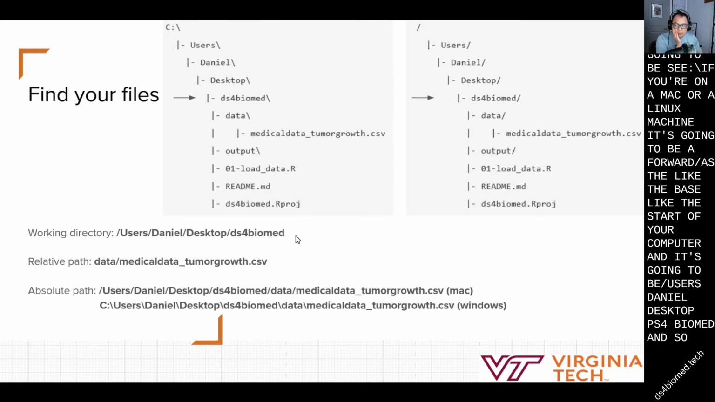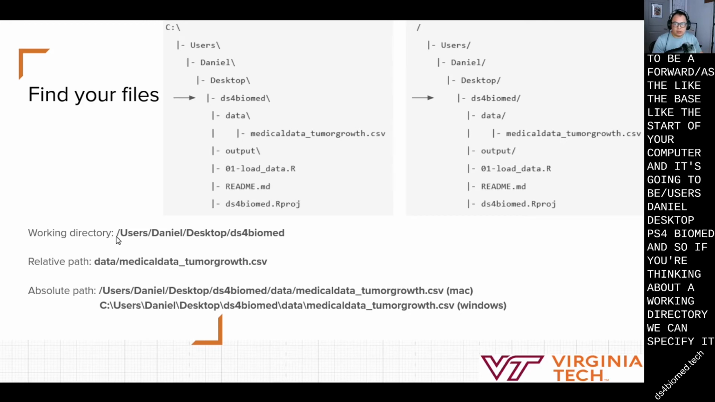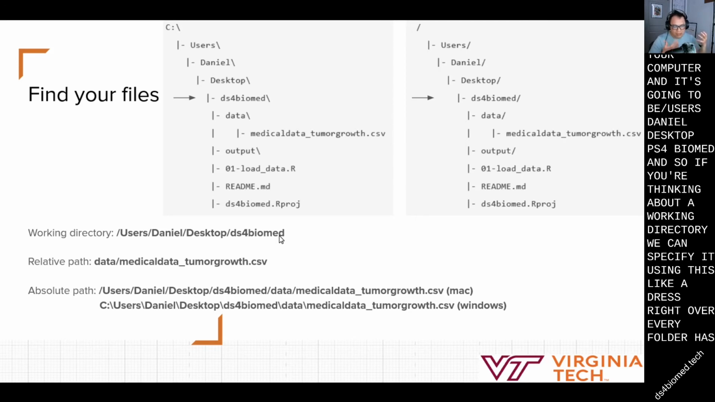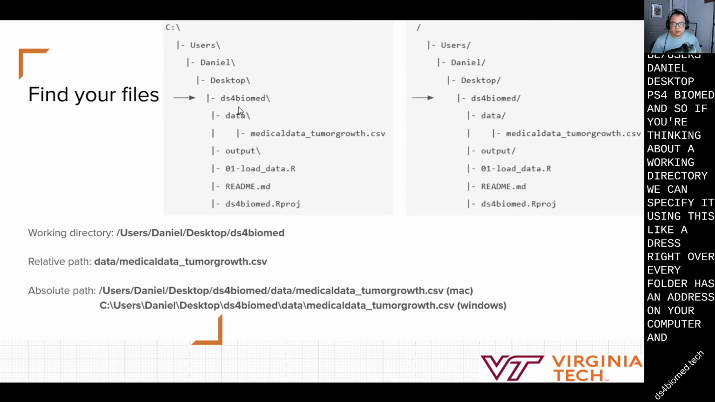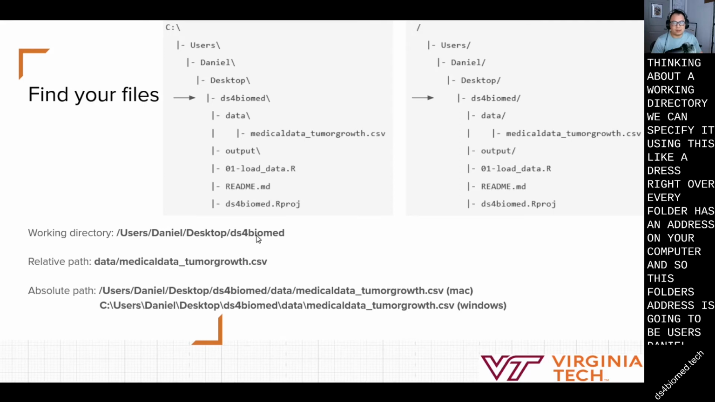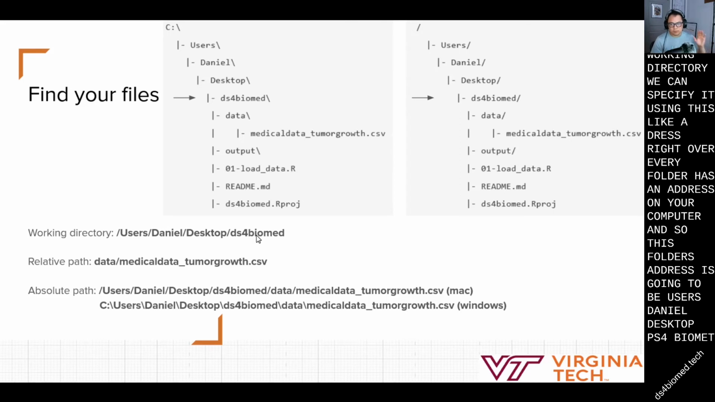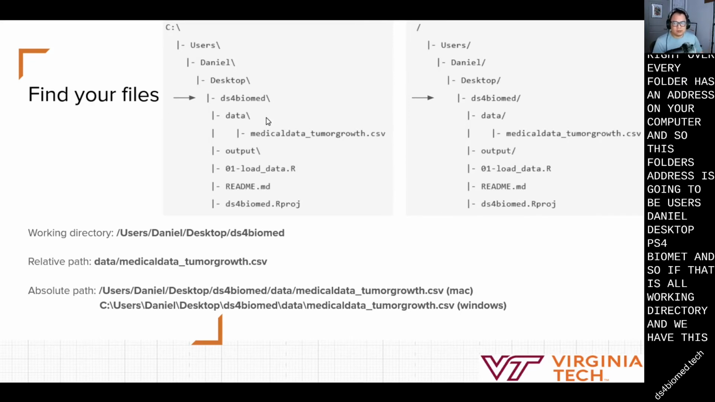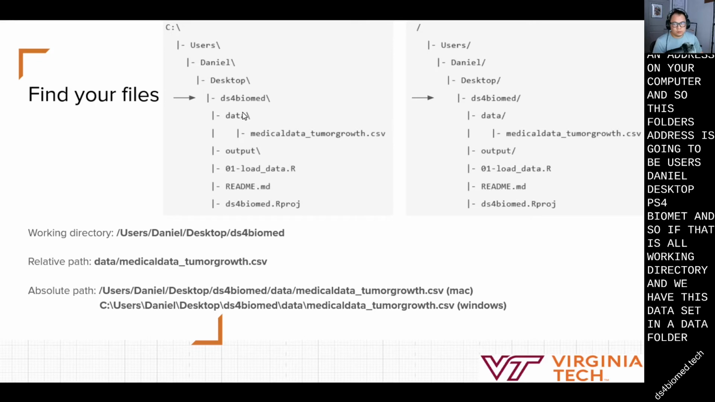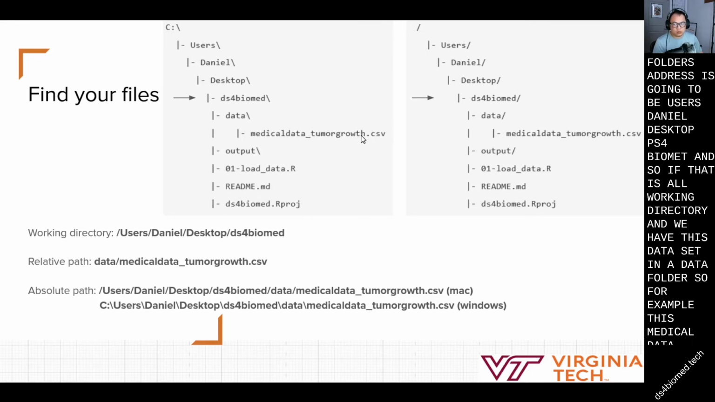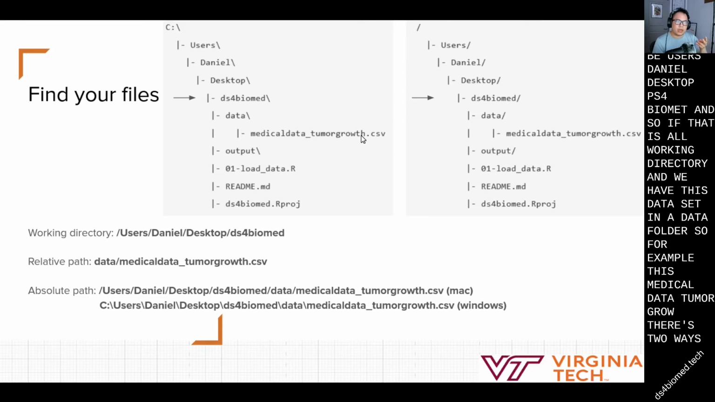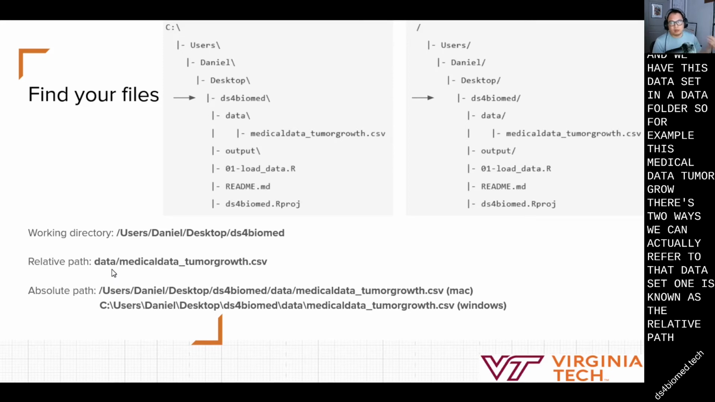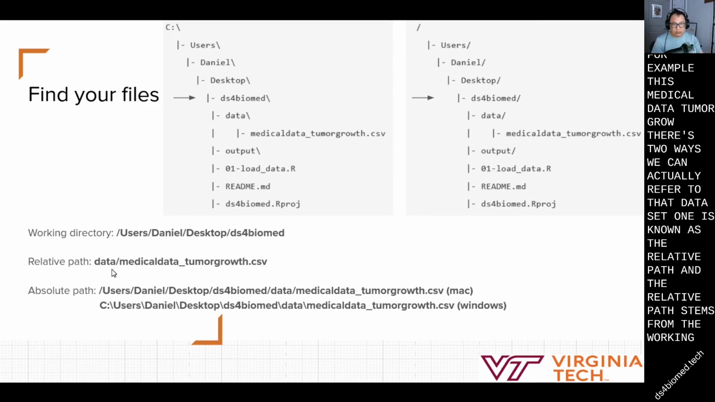If we're thinking about a working directory, we can specify it using this address, right? Every folder has an address on your computer. So this folder's address is going to be users, Daniel, desktop, ds4biomed. If that is our working directory and we have this data set in a data folder, for example, this medical data tumor growth, there's two ways we can actually refer to that data set. One is known as the relative path, and the relative path stems from the working directory.